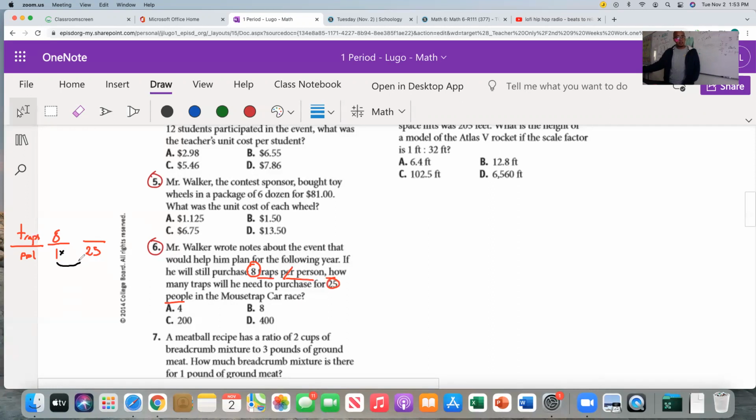So how do I get from 1 to 25? Well, 1 times 25 is 25. So 8 times 25 will give me my answer. All right, so as you can see, it's the same exact process for every single problem. I first write down the ratio in words, and then I write the rate that is given to me, the ratio, and then I use that to make another ratio.